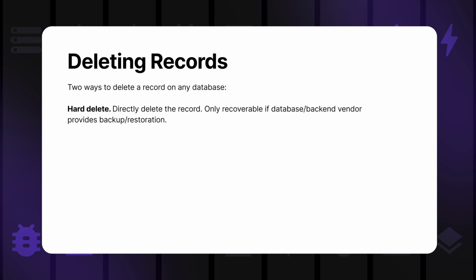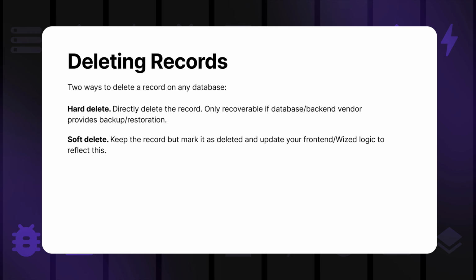We're using the delete function of whatever database or backend we're in, and these are usually only recoverable if the database or backend vendor or provider provides some sort of backup or restoration or some sort of trash where you can recover deleted records. The second is where we keep the record in the database, but we mark it as deleted and we update the front end or Wized logic to reflect this, to no longer show that record as being available.